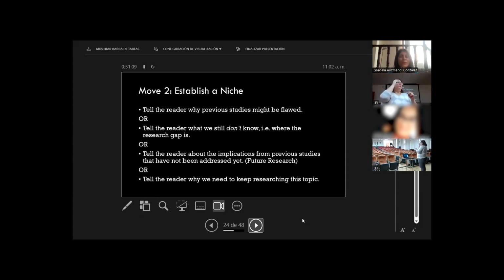So move 2 is where we establish a niche, right? And do you know what a niche is? Not quite. A niche, like a gap? Like a gap, or actually what it means is, in my classroom I have an example of this.